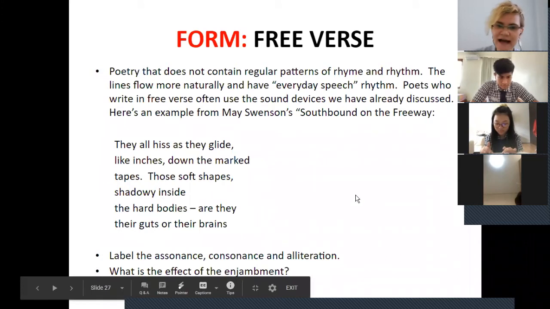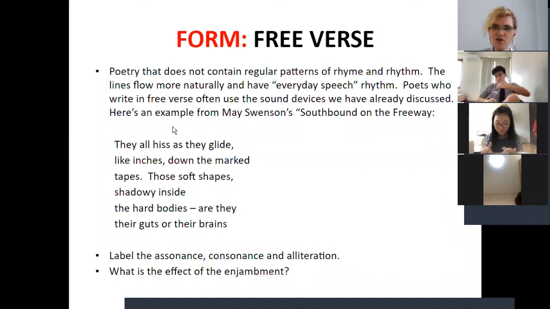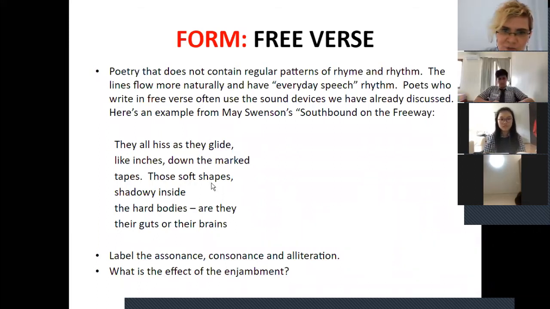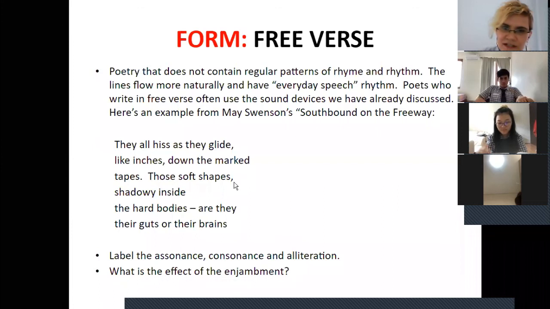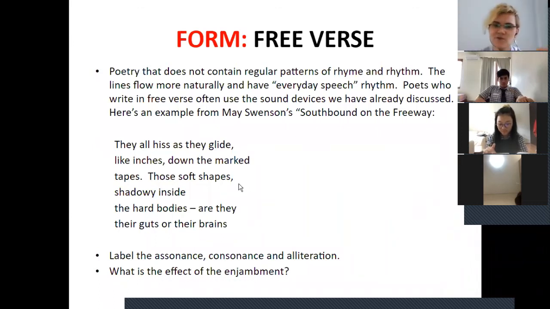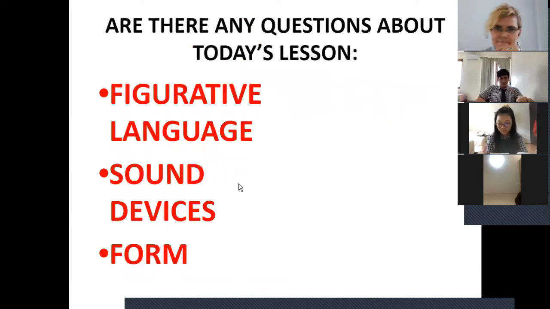So here you have assonance, consonance, and actually alliteration. And here also you have enjambment because as you see here, it continues as well. Like here with the hyphen, and then, yeah, and then are they their guts and their brains? And here is the period, right? Down the marked tapes, period, and it continues. So there is an enjambment in it as well where it continues. So figurative language, sound devices, and forms. Those are the ones that we have discussed just now.